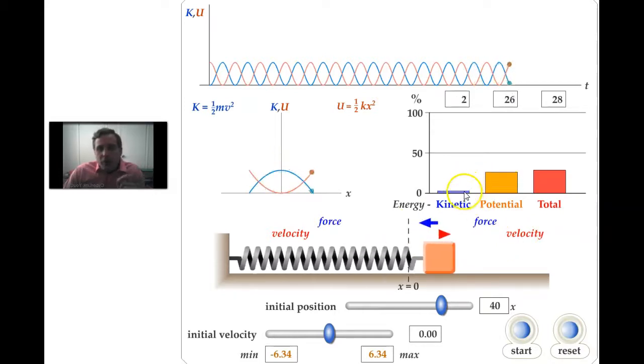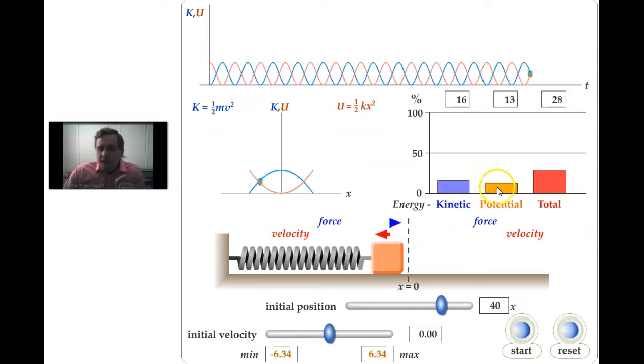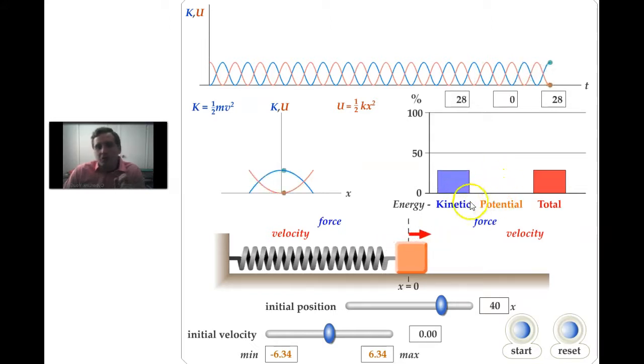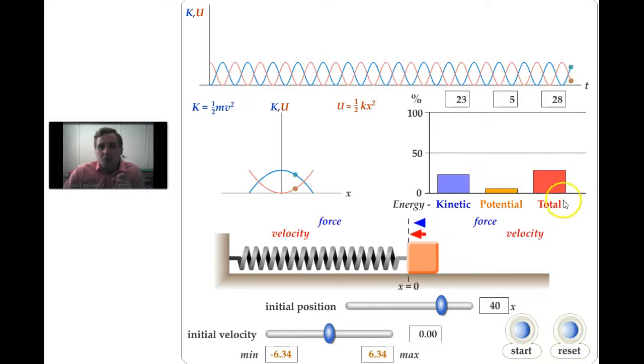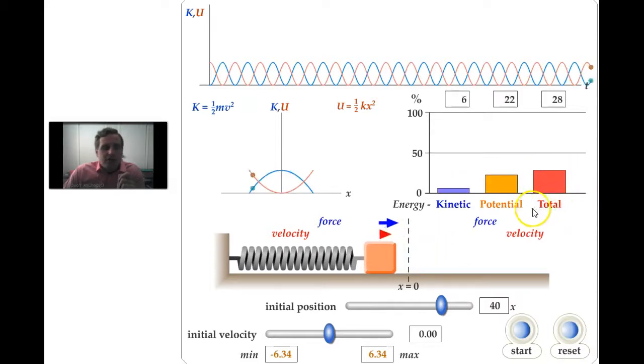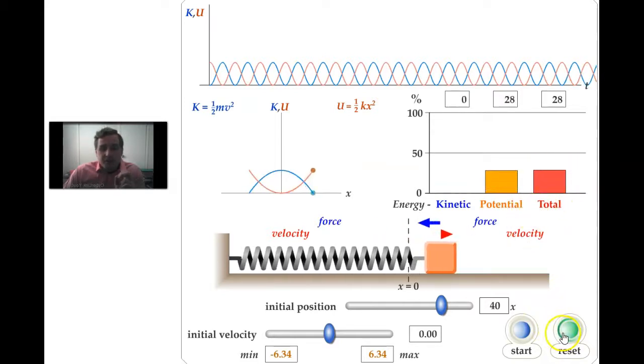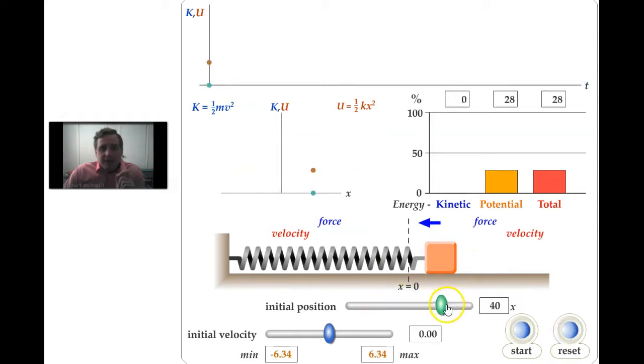And notice that when the kinetic goes up, the potential goes down, and when the potential goes down, the kinetic goes up, but the total energy the entire time remains constant. If we reset this and just give it twice the initial elongation, so I can't go exactly twice, I think I can go to 75 centimeters, you're going to see about 4 times the potential energy. Why is that? Because there's an x squared in there.